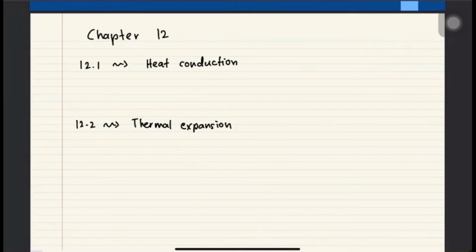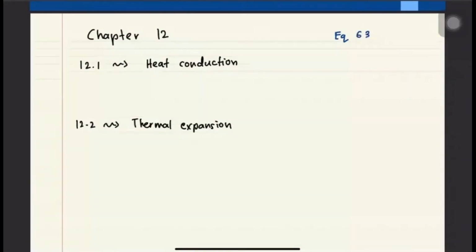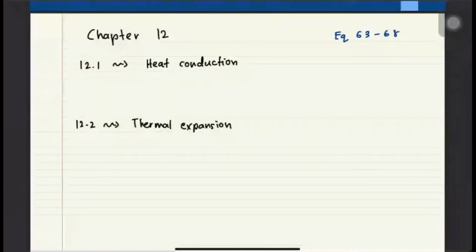And then macam biasalah, first of all, I would like to list down all the formula for this chapter. So if you are referring to the formula sheet, this chapter we covered equation 63 until 68. Okay, so 63 until 68. And the equation dQ over dt, that one is for the first subtopic.